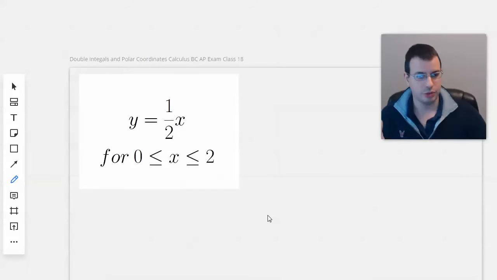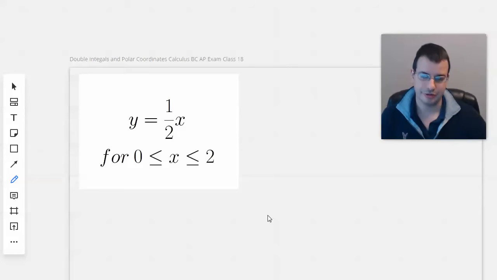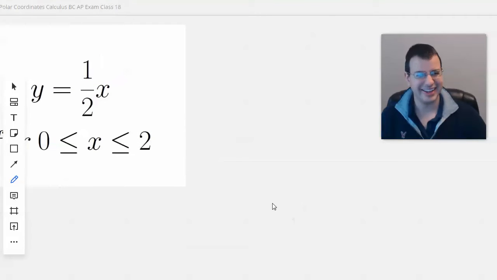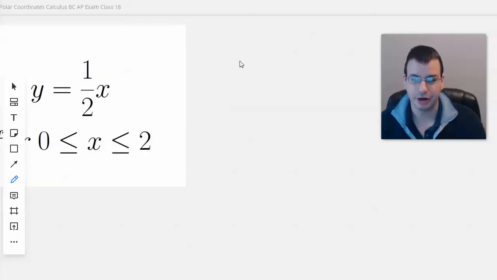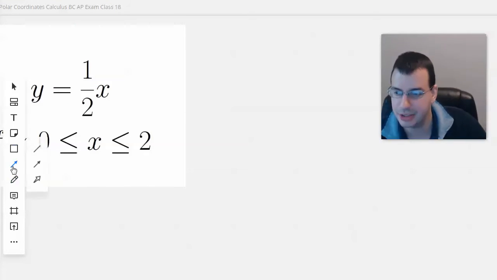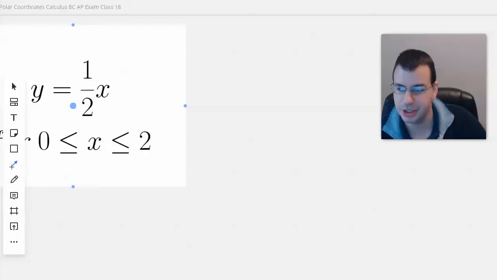So we have y equals 1/2 x, and we want to find the area under the curve. And I know you're thinking, is this that hard? No, it's not that hard. But the goal here is not to be difficult. It's here to be illustrative.